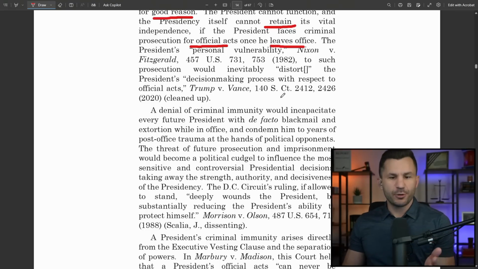The president's personal vulnerability is something we talked about in a prior case. You remember the Supreme Court back in 1982? We were here in the case called Nixon versus Fitzgerald, and we decided that a prosecution would distort, quote, your words, not ours, the president's decision-making process with respect to official acts. Also citing here a 2020 case, Trump versus Vance.